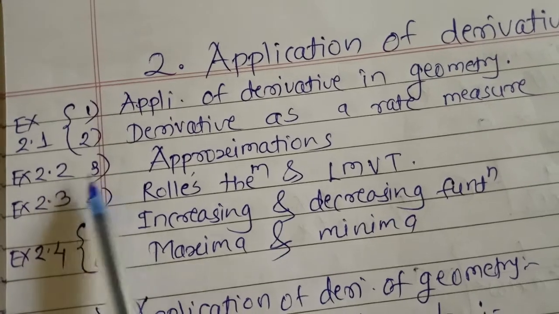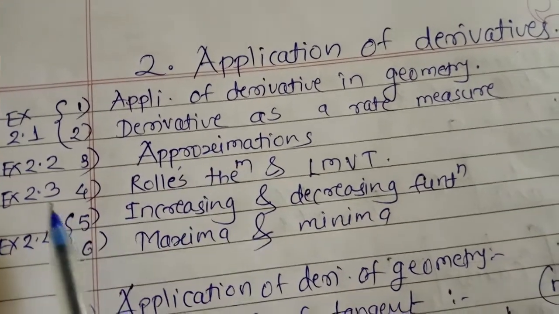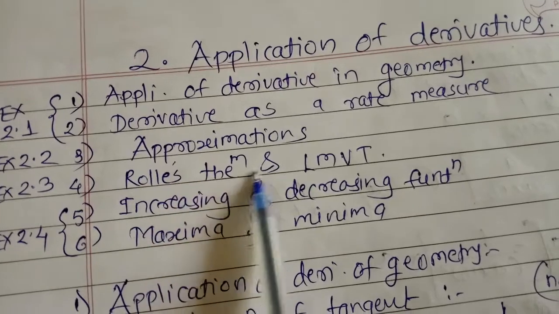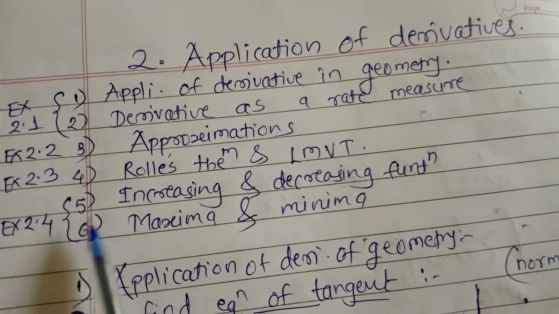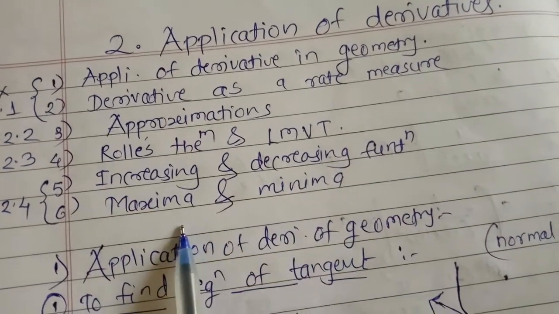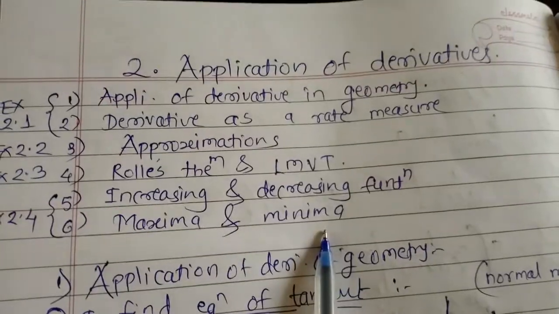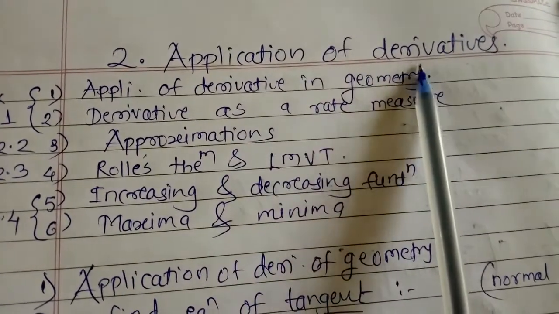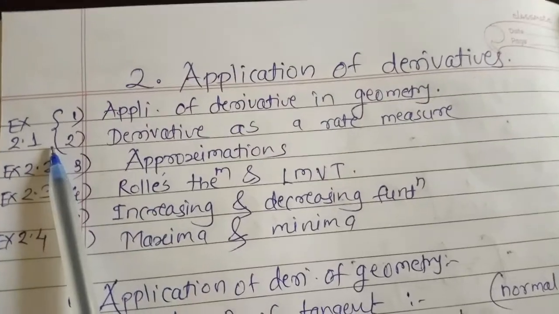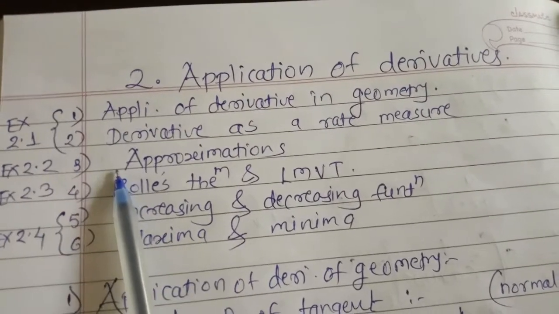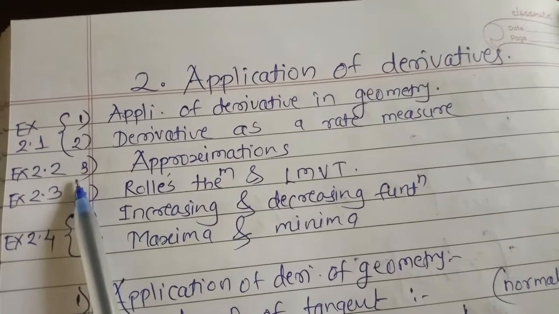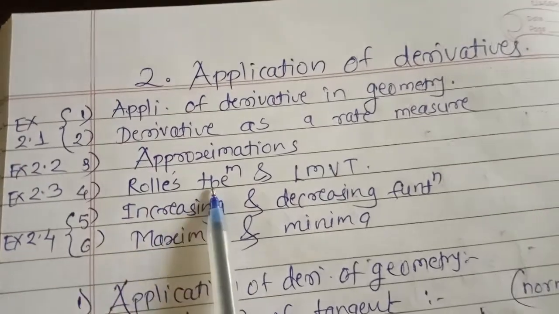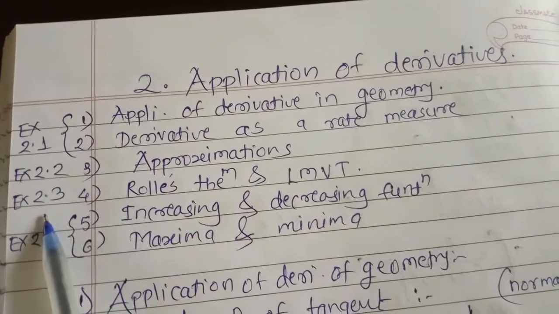Next, exercise 2.2 is related with approximations. 2.3 is related with Rolle's theorem and LMVT, and the last exercise, 2.4, is related with increasing and decreasing function and maxima and minima. First I am going to explain the first two points, and after that we'll see exercise 2.1. Then I will explain the approximations, and we solve exercise 2.2. So one by one I will explain the concept and we'll see the exercise. This way we have to complete the chapter.